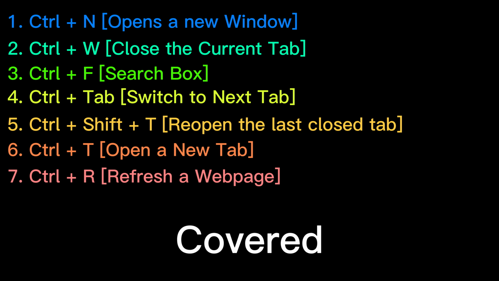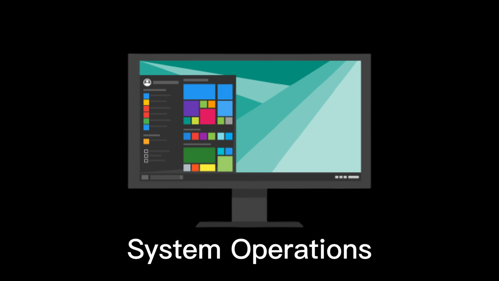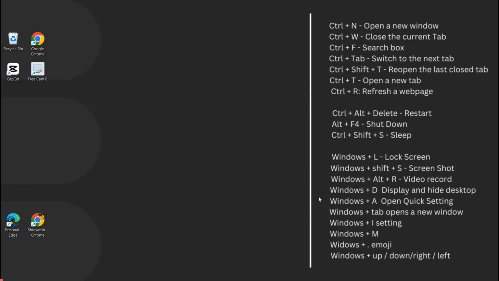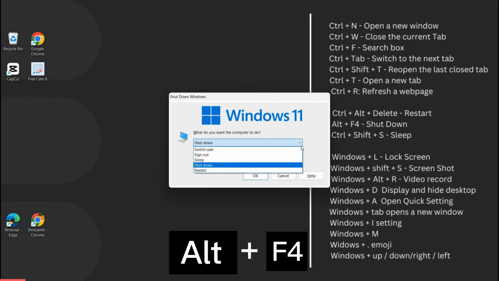Now that we have covered some essential web browsing shortcuts, let's move on to system operations and some other useful shortcuts. Number 8. If you want to shut down your computer, press Alt plus F4. This shortcut brings up the shutdown option, allowing you to power off your system.